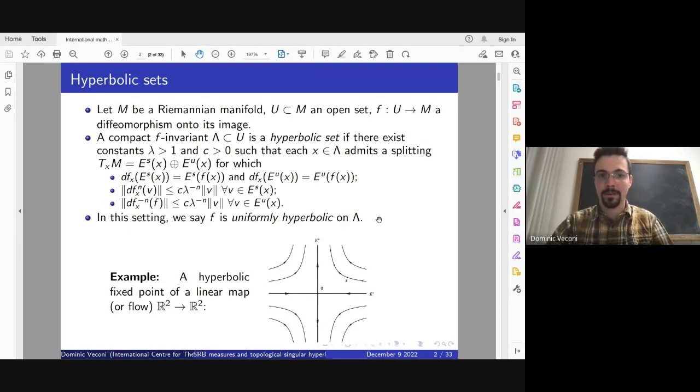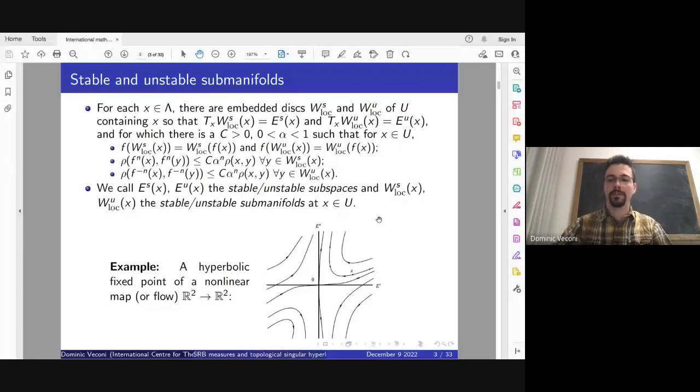Like I said, we're looking at uniformly hyperbolic sets, and this is a manifold generalization of the kind of picture that we expect to see for linear hyperbolic maps of R2, for example. When you have this splitting, you also have what are called stable and unstable submanifolds. Locally, these are embedded disks, which we denote by WS loc and WU loc at each point X. These disks are tangent to the stable and unstable subspaces.